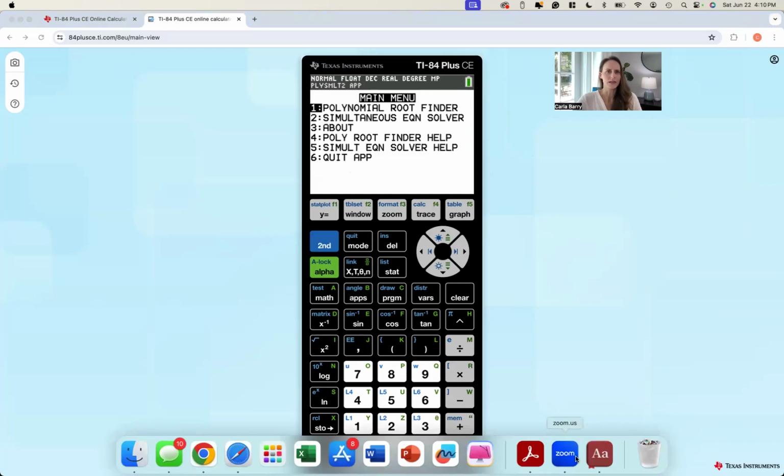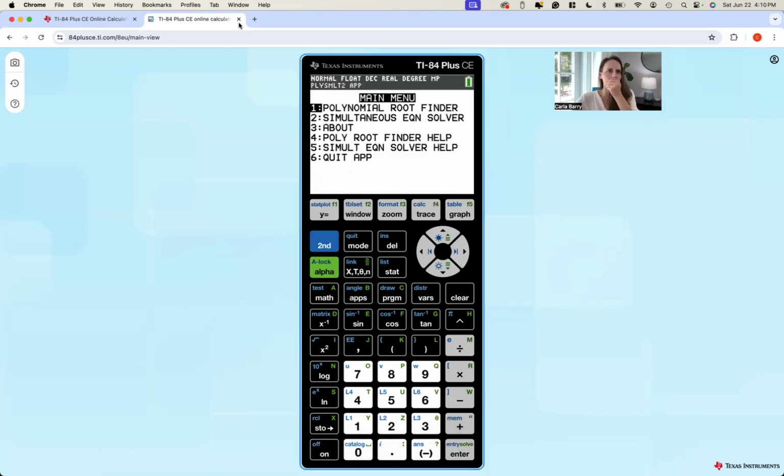And I do want to see if it allows me. I haven't seen any responses here. So by raise of hands, how many of you have used PolySmlt Polynomial Root Finder before? So I see 2 hands, so that's great if you've used this before. If you haven't, now you know it's there. We also like simultaneous equation solver.